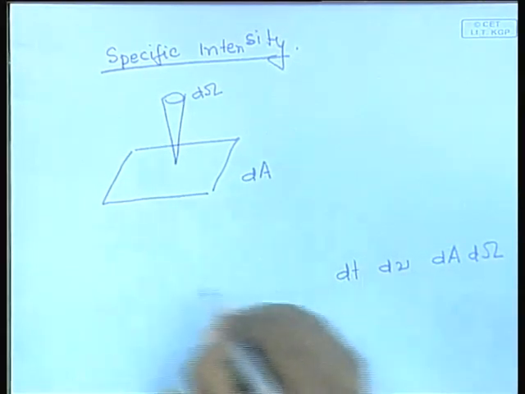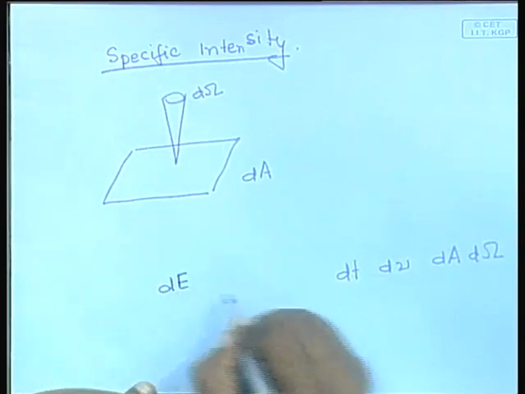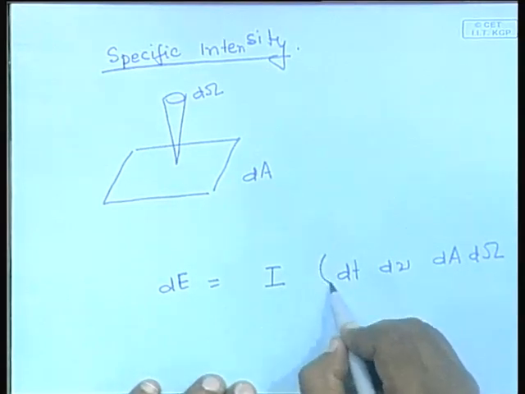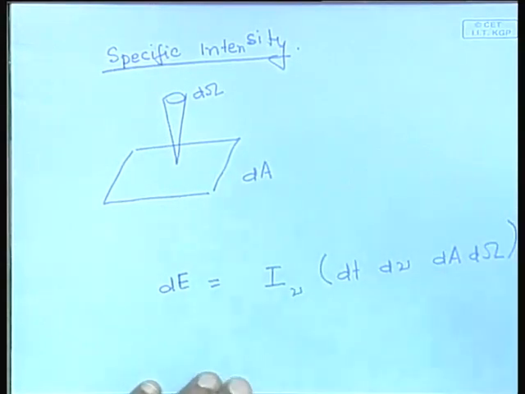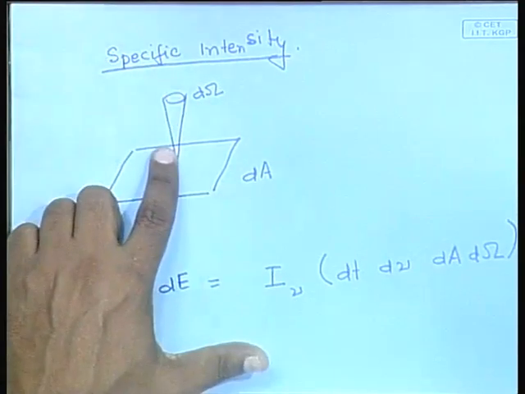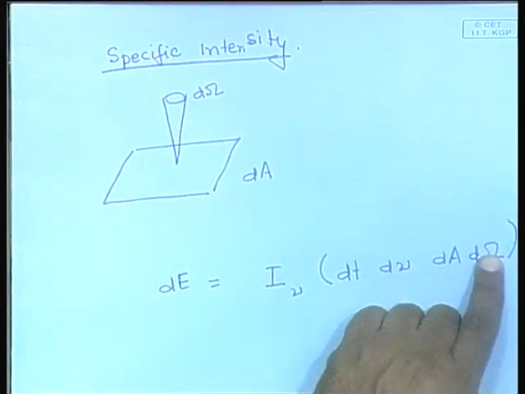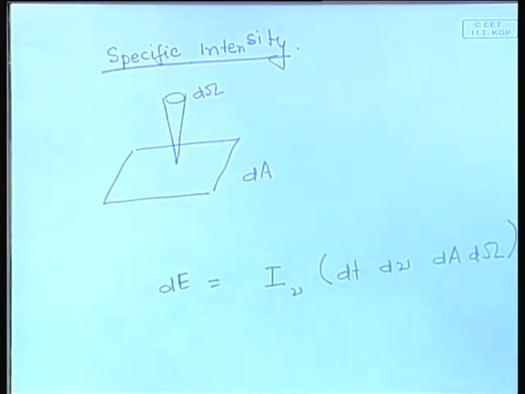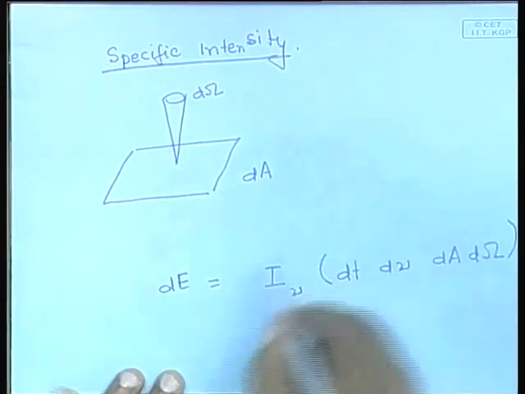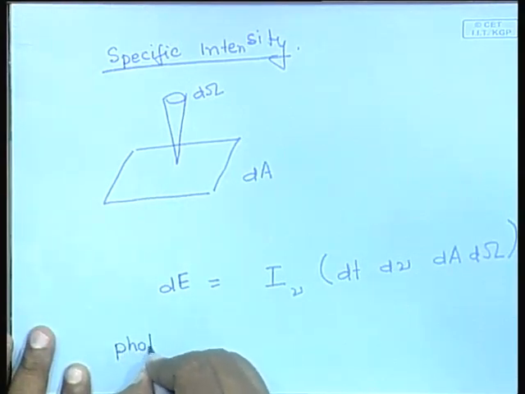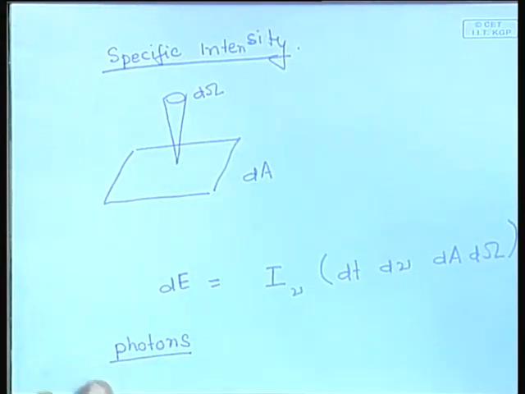Let us ask this question, and this is given by the specific intensity times all of these quantities. So, the specific intensity essentially tells us the energy coming in per unit area, per unit solid angle, per unit frequency, per unit time. This is the definition of the specific intensity. This is defined for radiation, so for photons, which are Bose particles.